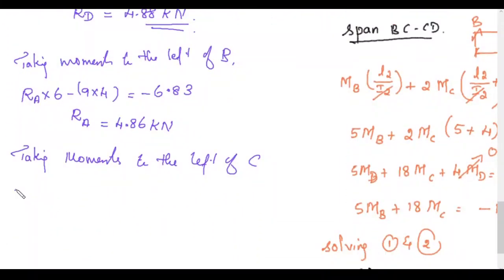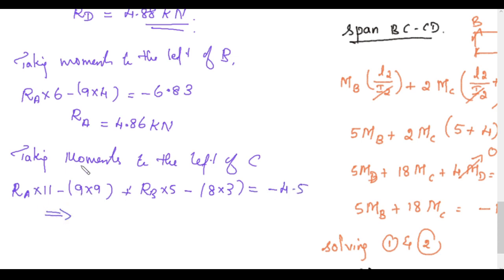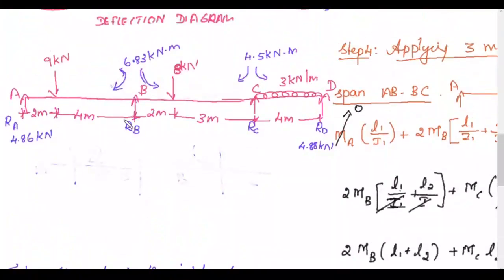So we will write it as RA into 11 minus 9 into 9 plus RB into 5 minus 8 into 3 is equal to minus 4.5, from which you get, substituting the value of RA equal to 4.86, we get RB is equal to 9.41 kilonewton.